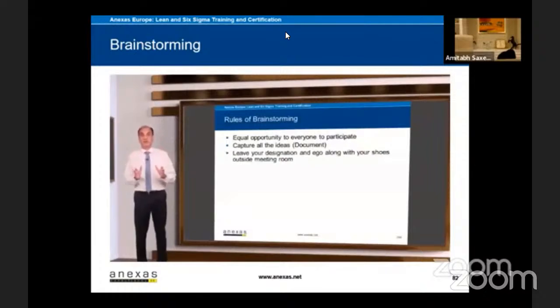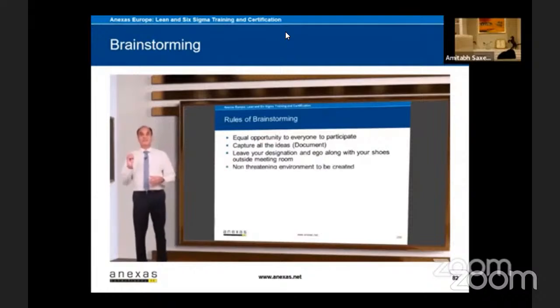Leave your designation and ego along with your shoes outside the meeting room. That means don't think that if you are senior, your idea carries more weightage. So obviously this ground rule should be very clear to everyone, and everyone should be encouraged to give an idea, and everyone's idea should carry equal weightage.